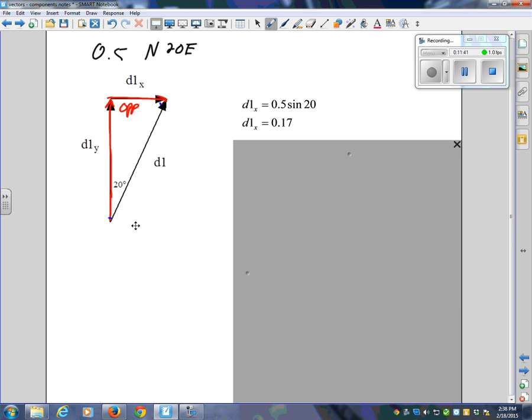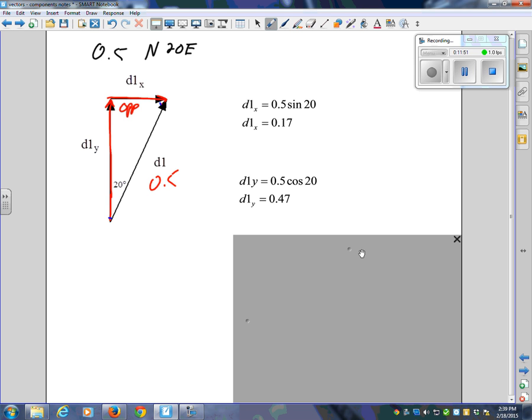Okay? I'm trying to go slow and deliberate enough here. So I got 0.5 sine 20 is 0.17. The Y then is going to be 0.5 cos 20. If the X is the sine, is the Y always going to be the cos? Yeah, both of them can't both be sine, right? Both of them can be the same number if it was 45 degrees. So I got 0.5 cos 20 and 0.47.